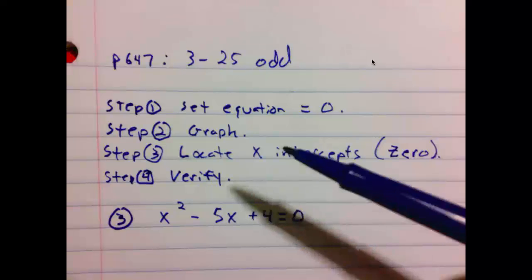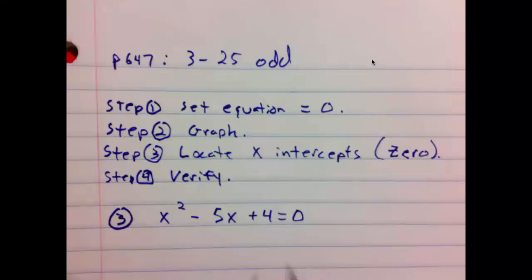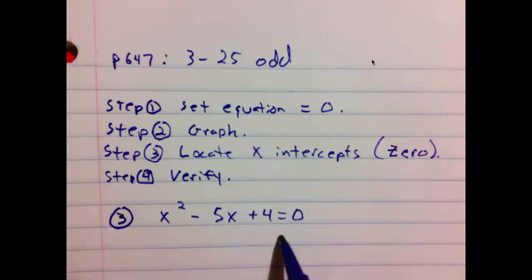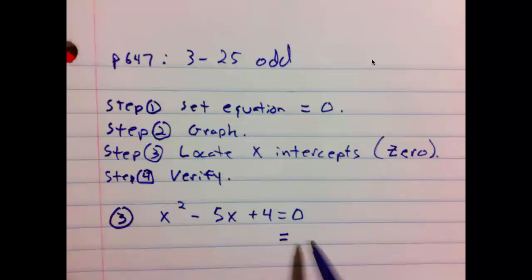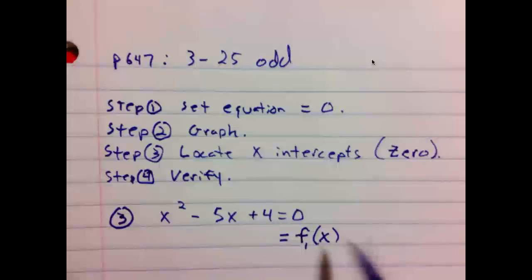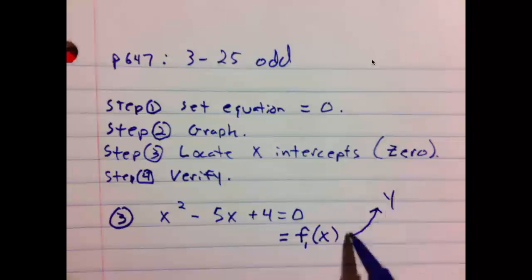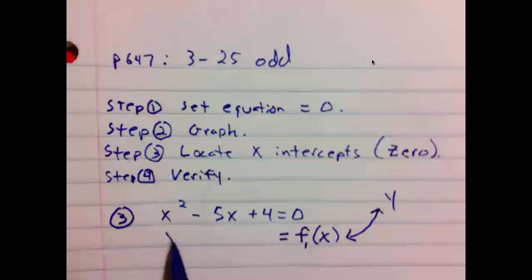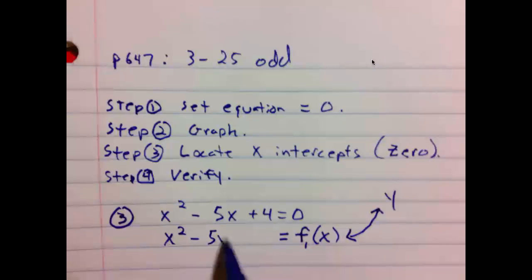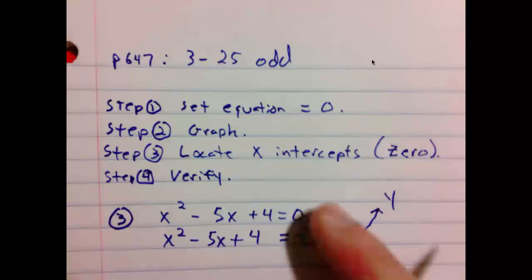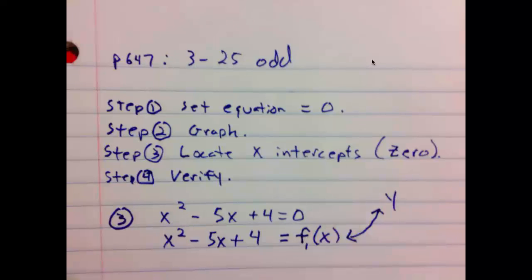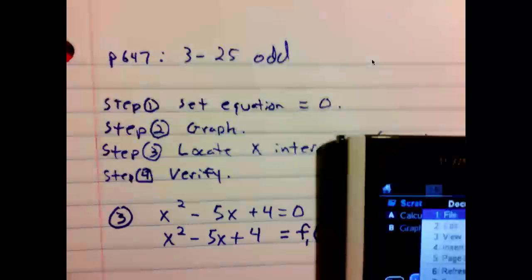Step 2, we're going to graph, alright, and when we graph, essentially we're treating this 0 as y, or in our calculator's parlance, f of x. Our calculator, in fact, says f1 of x. This is the first function, alright. This is just another way to say y. Okay, so we have x squared minus 5x plus 4. We're changing 0 to y or to f of x, and we're going to graph it.